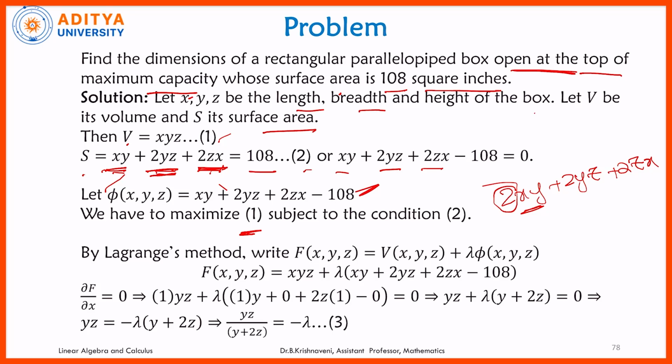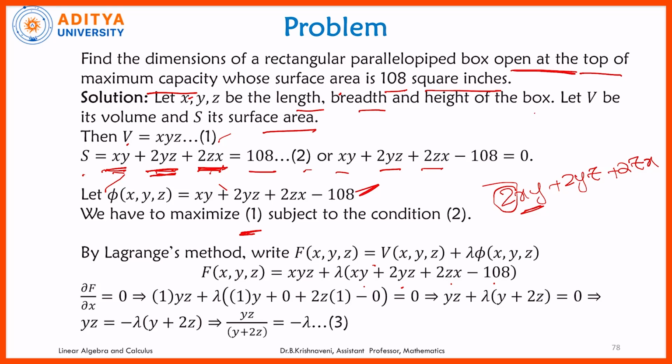The first step is to form the Lagrange's function. Capital F of xyz is equal to, and here we will take the function V as V of xyz, plus lambda into the condition phi of xyz. So now capital F is equal to xyz plus lambda into (xy plus 2yz plus 2zx minus 108), that is 108.